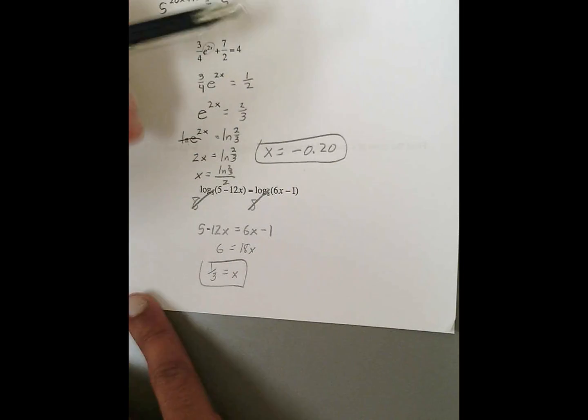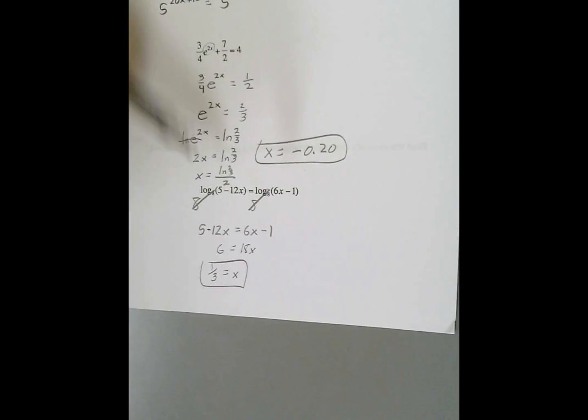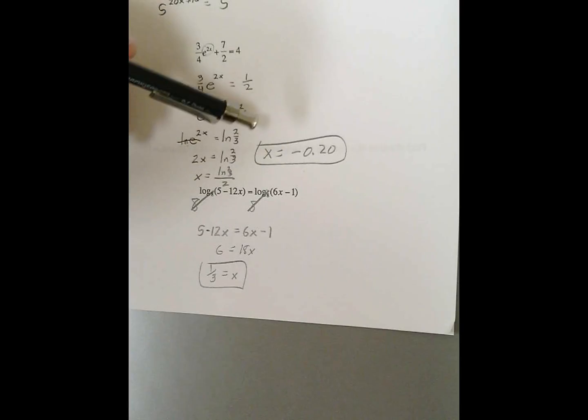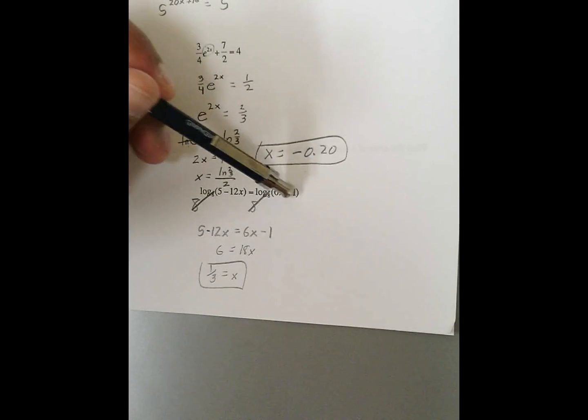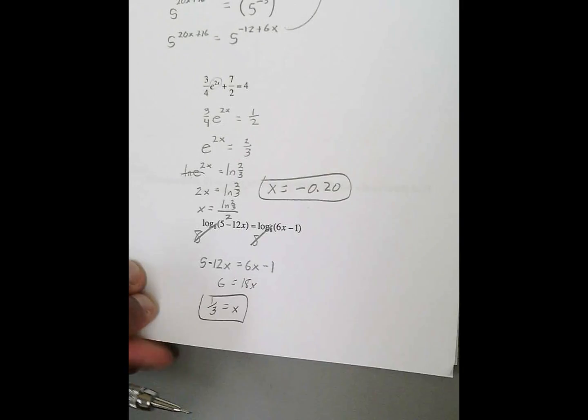Let's check to make sure we're good. 5 minus 12 times 1/3. Well, 12 times 1/3 is 4. 5 minus 4 is 1. So we're okay there, that's positive. 6 times 1/3 is 2, minus 1 is 1. So we're good. Both of those are positive.